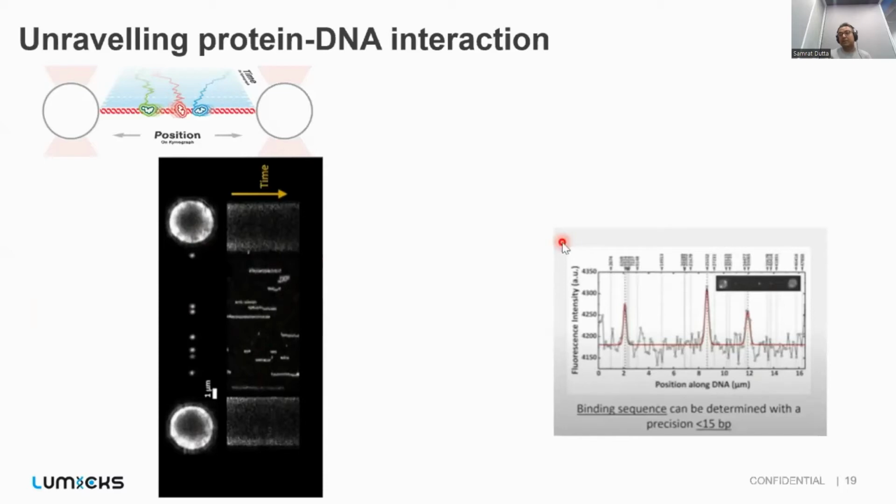Another very interesting thing which we can measure from this kymograph is the location where the protein binds along the DNA, with an accuracy of approximately 15 base pairs. And this is pretty interesting because we get to know where the protein binds without going through approaches like DNA sequencing and all.